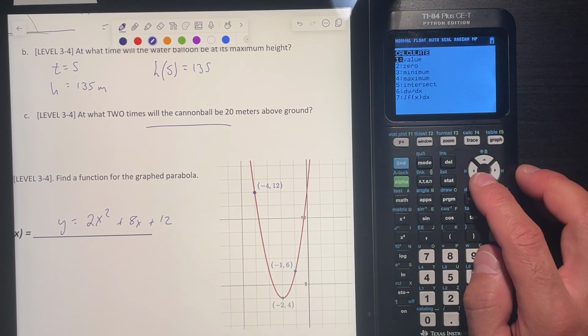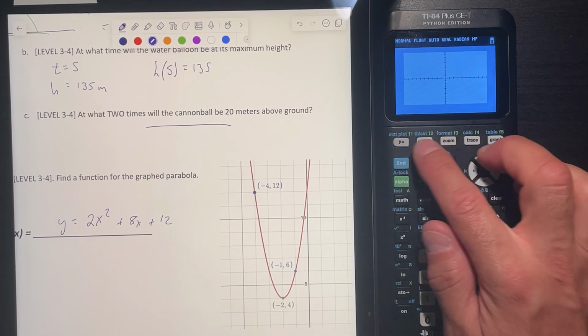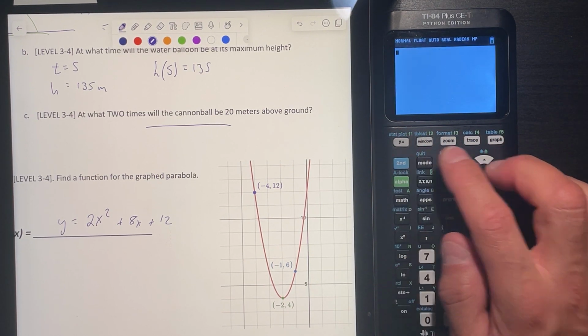And, oh shoot, I didn't write down my intersections. Oh, it's gone. Never mind.